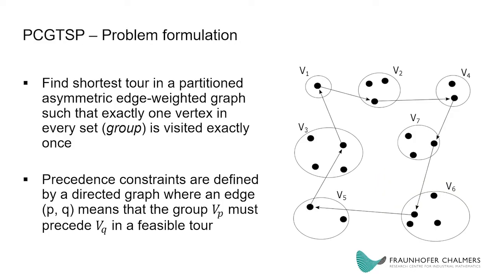I am sure that many of you are familiar with the asymmetric traveling salesman problem, where one is required to find a shortest tour in a directed edge-weighted graph. In this variant, the precedence-constrained generalized traveling salesman problem, or PCGTSP, the vertex set is partitioned into several subsets, so-called groups. We are then required to visit exactly one vertex in each group. Furthermore, there may be precedence constraints, which dictate that some subsets must precede others in the directed tour. These are usually formulated through a separate directed graph, where an edge PQ means that group VP must precede VQ in a feasible tour.